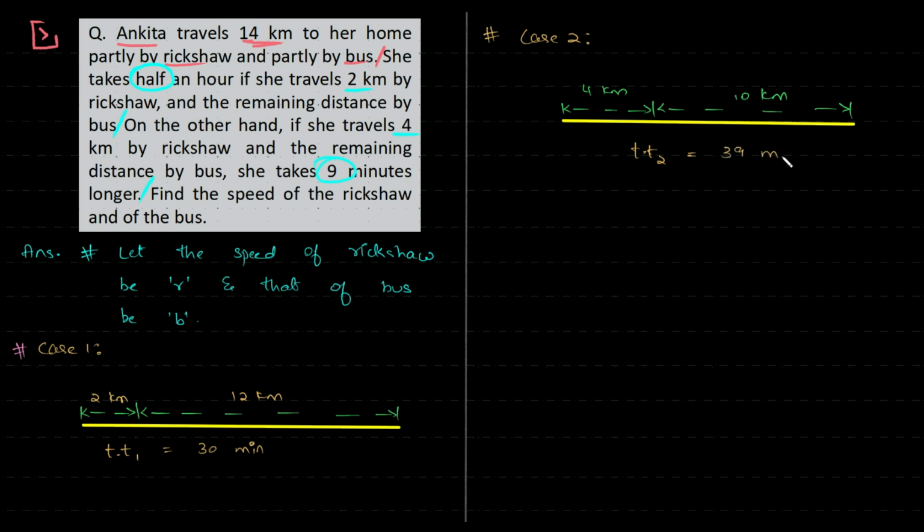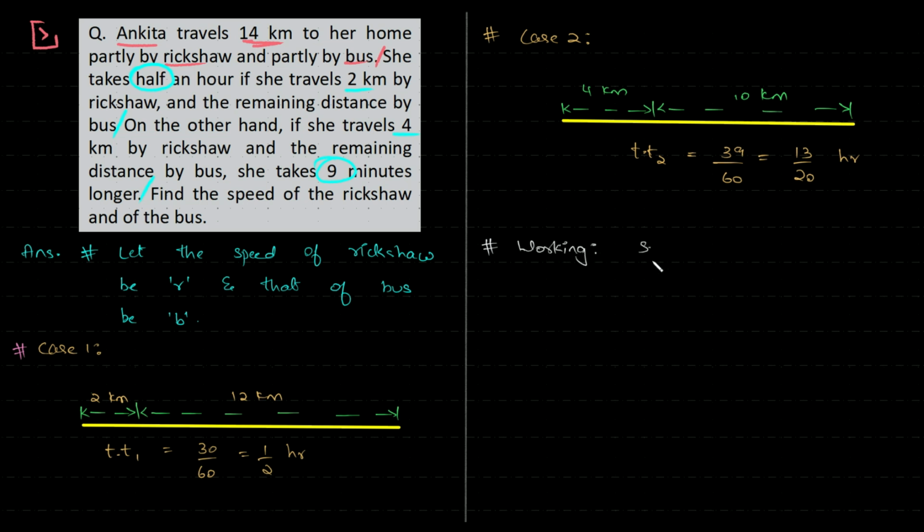39 minutes. Okay, or we should convert it to hours actually. So this is half an hour and this is 39 by 60. Can we reduce this? We can, right? 13 by 20 hour. Okay, this is the total time for case 2, right guys? And now on to writing the equation, the working.